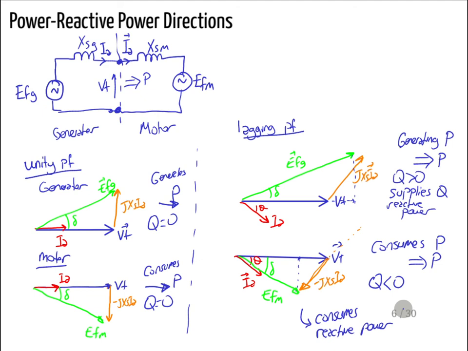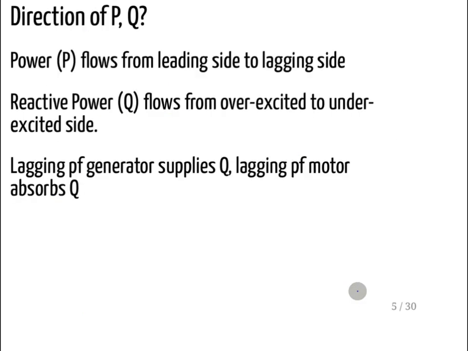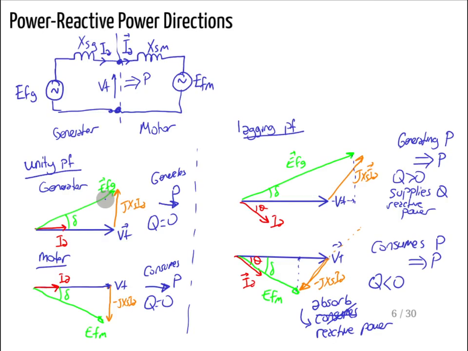So that is why in the previous case, or actually maybe we shouldn't write consume, because it's not really consumption, it is not dissipation. Maybe we should say absorb. Okay, so again from here, a lagging power factor generator supplies Q and a lagging power factor motor absorbs Q, right? So that is what it means.